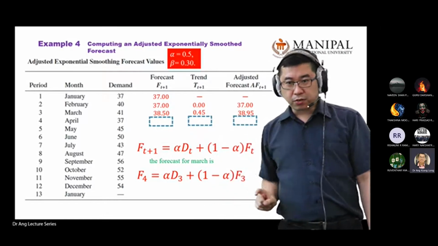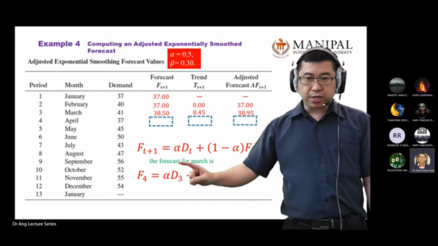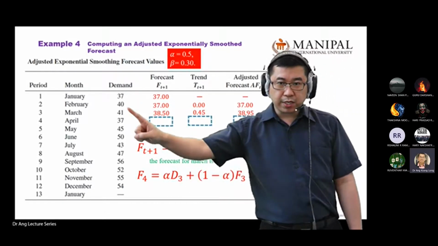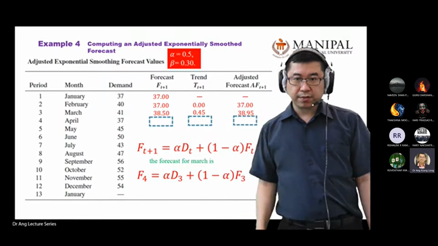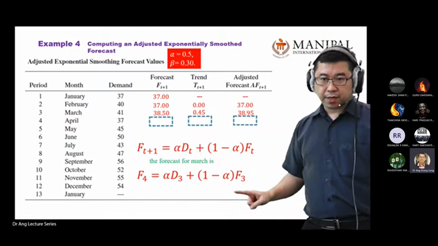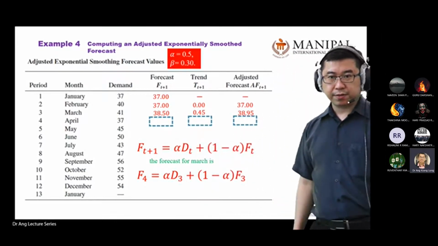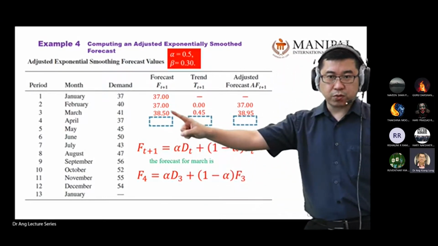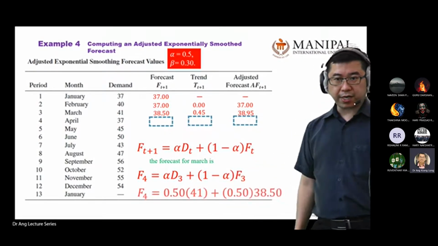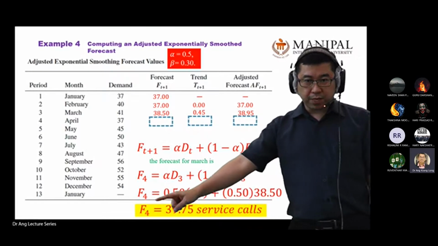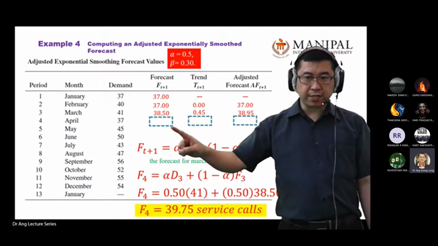Okay, so back to this calculation, alpha 0.5, D3. How to find D3? Go to the table here. 1, 2, 3. This is D3. Then what is F3? F3, this one. Okay, F1, F2, F3. Press your calculator, substitute, press your calculator. You manage to find F4 equal to 39.37. You get this one.